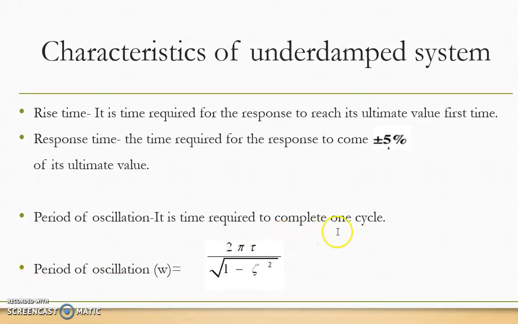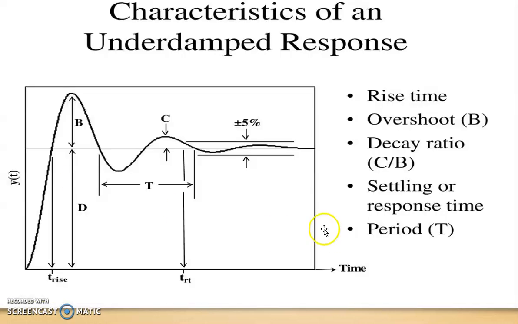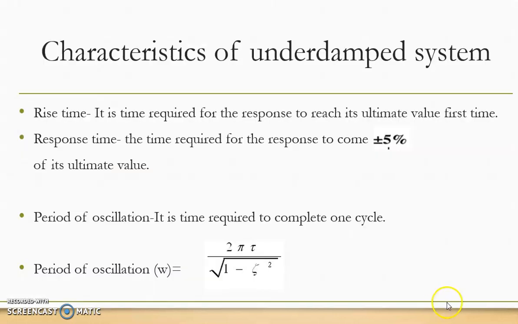Period of oscillation. It is the time required to complete one cycle. One cycle will have a fall and a crest. Whatever time is taken by the response to complete one cycle, which includes one crest and one fall, is the period of oscillation. The period of oscillation can be found as 2 pi tau upon square root of 1 minus zeta square. These are very important characteristics and we have to remember them.